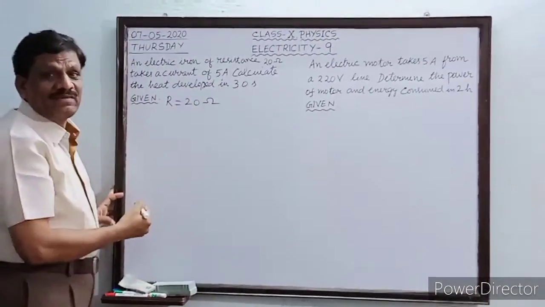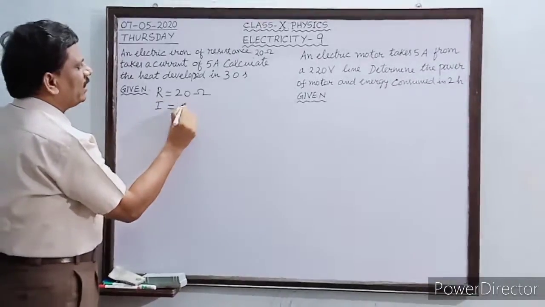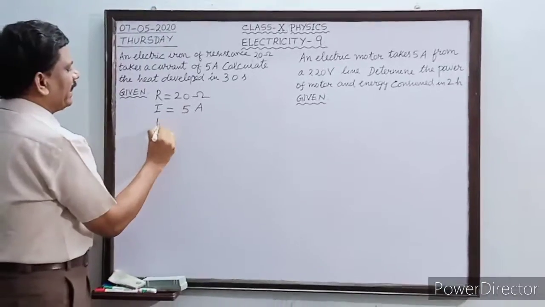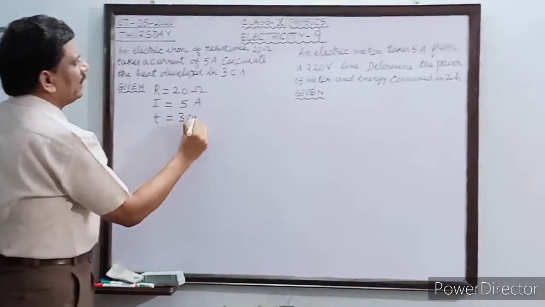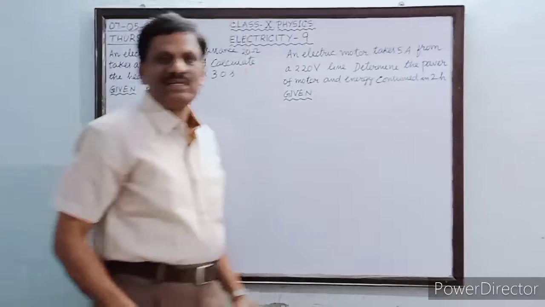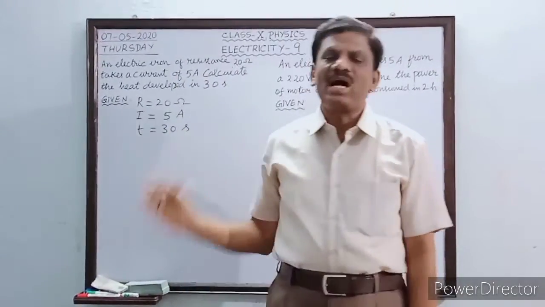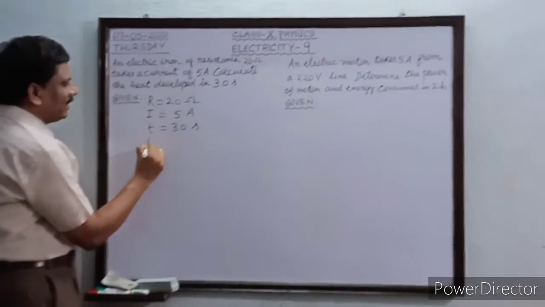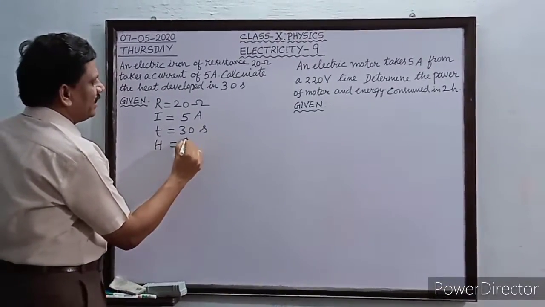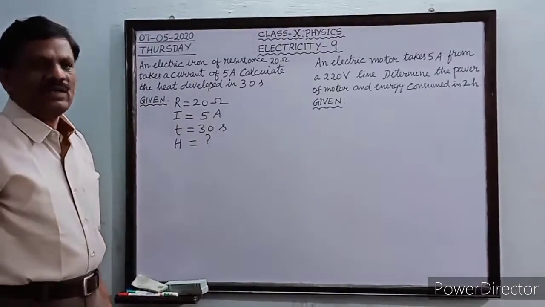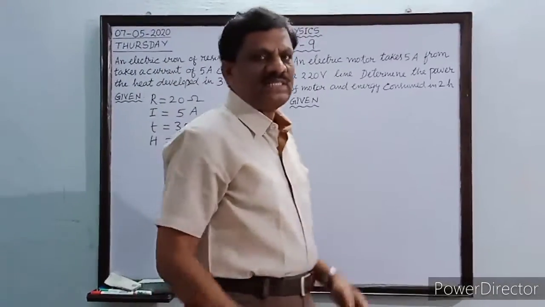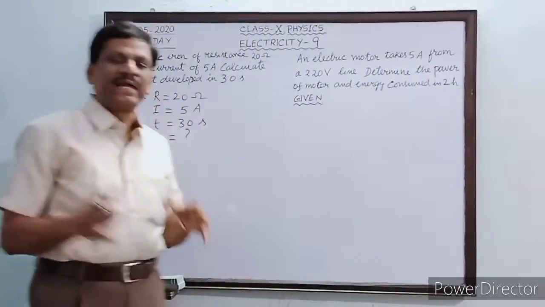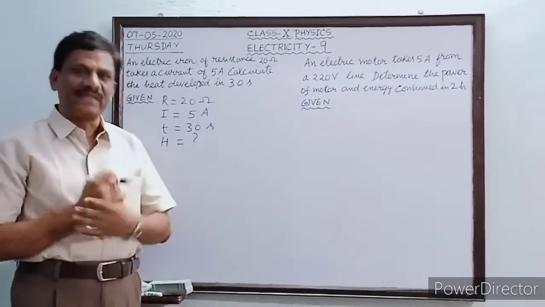It takes a current of 5 ampere, so I is equal to 5 ampere. And the heat developed in a time of 30 seconds. So I is given, R is given, and T is given, and the heat energy developed in the resistor, that is H, is asked. Which law is helpful to calculate the heat developed in a current carrying conductor?